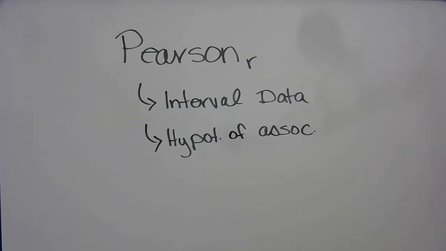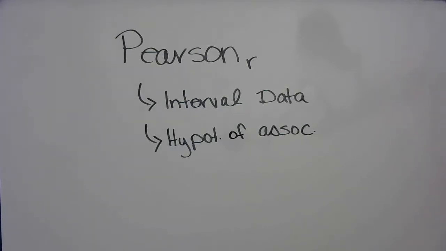Today's video will talk about the Pearson R test of significance. Pearson R tests use interval data. So anytime your data is in the form of a number, that is interval data. Some of the types of data that you might see would be scores, scales, tests, numbers, anything like that.